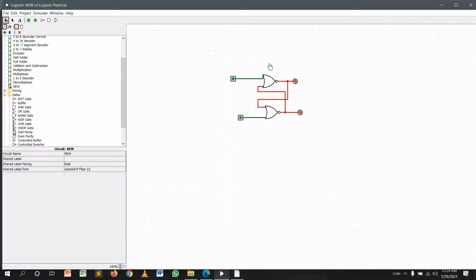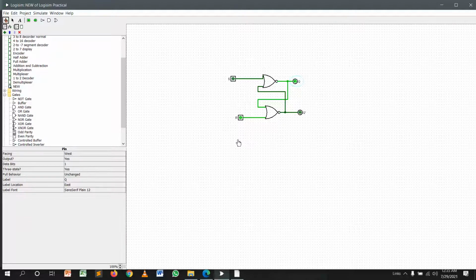Then both inputs are 0. Now the first input I have to label S, and the second one is R. This is Q, and this one is Q bar. Now again, those outputs must not be the same; those two outputs must be different.